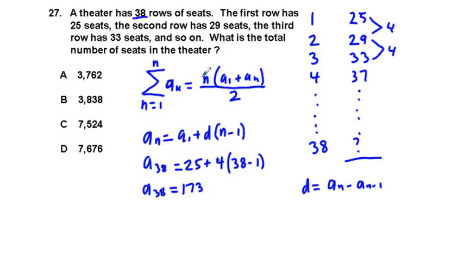Well, now we can take this formula here, and I'm just going to work right below it. We're going to say, for our situation, n is going to be the total number of rows, which is 38, and a sub 1 is 25, plus a sub 38, which is 173, all over 2. And that's going to give us our answer.